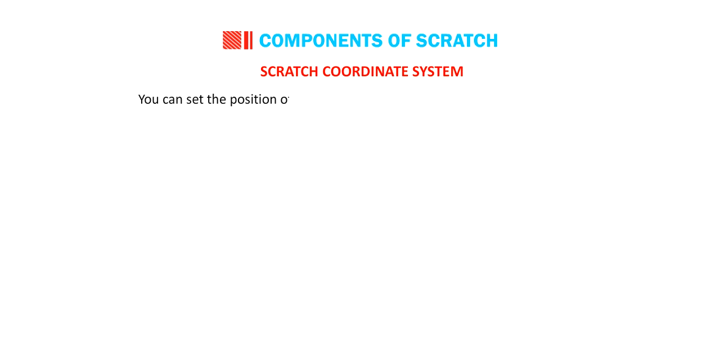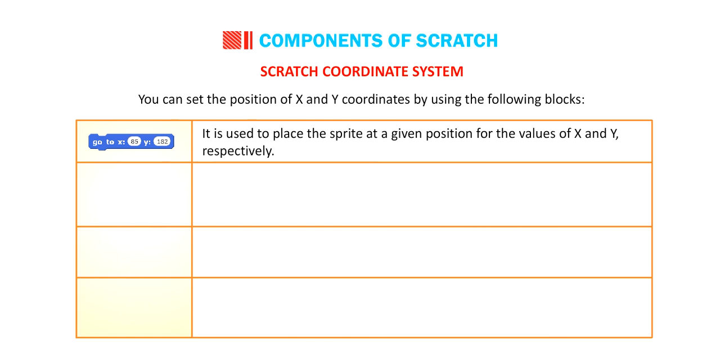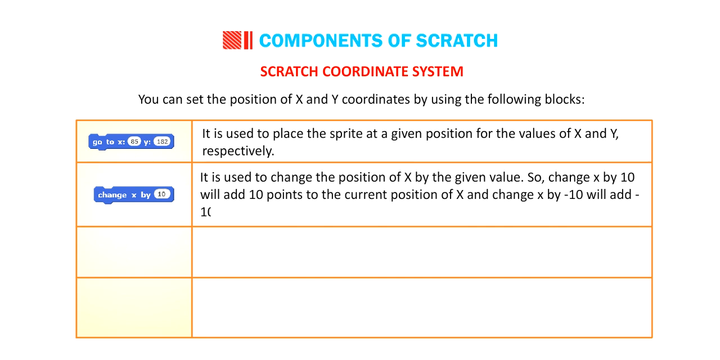You can set the position of x and y coordinates by using the following blocks. Go to x:85 and y:182. It is used to place the sprite at a given position for the values of x and y respectively. Change x by 10. It is used to change the position of x by the given value. So change x by 10 will add 10 points to the current position of x, and change x by -10 will add -10 points or decrease 10 from the current position of x.